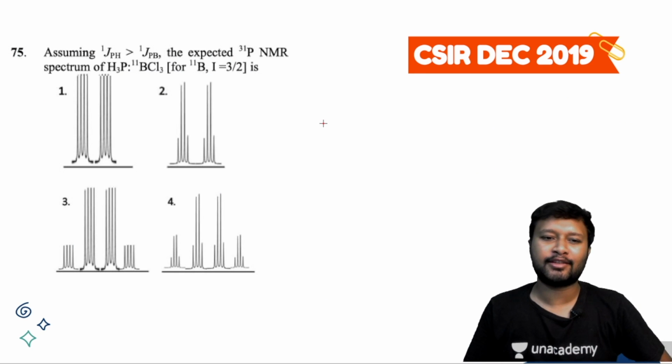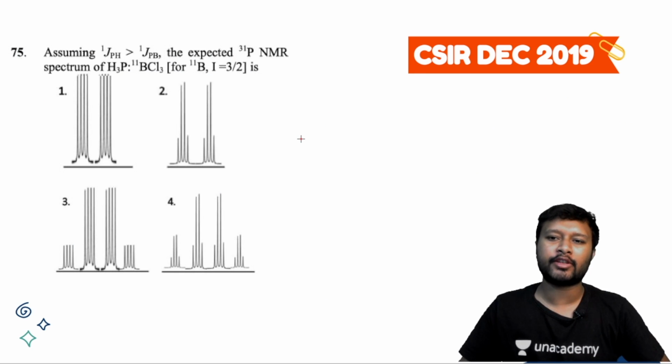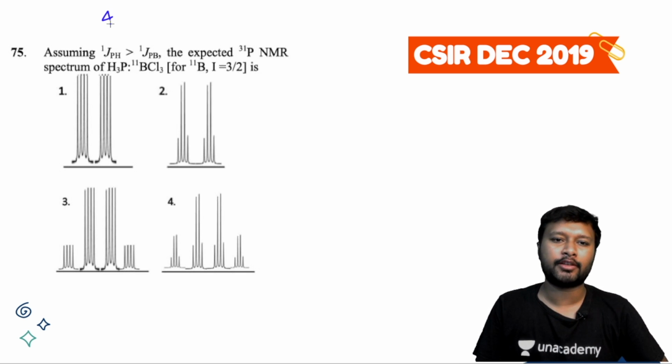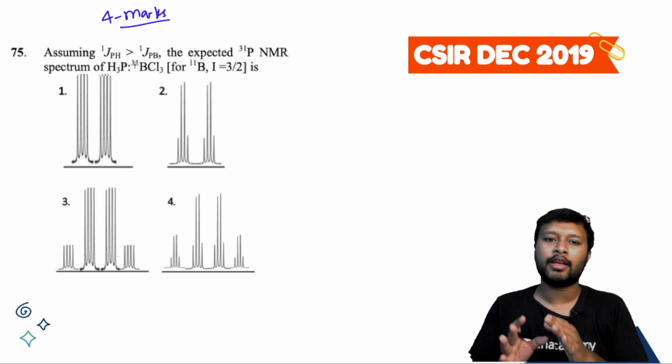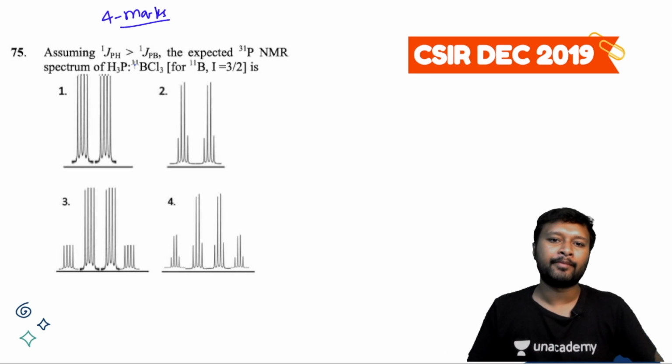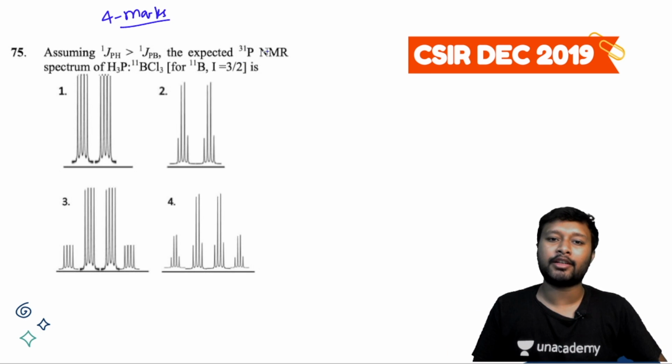Alright, so this is one of my favorite questions which was asked in CSIR December 2019 exam, and it was asked for 4 marks. Okay, it's a 4 marker question. Now what is the question about? It says that assuming that your JPH, that means coupling constant for phosphorus and hydrogen, is more than JPB, that means coupling constant between phosphorus and boron. So your phosphorus hydrogen coupling is more as compared to phosphorus boron coupling. The expected 31P NMR spectrum of H3P·11BCl3 is what? Okay, that's what the molecule is.